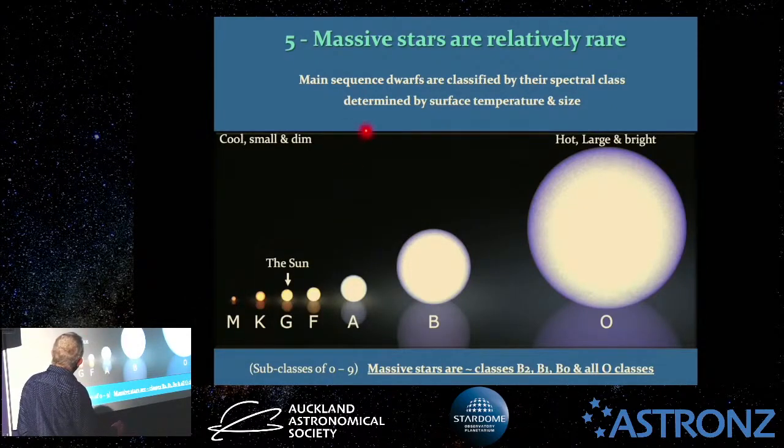So essentially their surface temperature and the size of the star determines its spectral class. Just another little comment down here is that the classes are then broken into subclasses. So for example, G's are then split into 0 through to 9 and so on, G0, G1, 2, 3. The 0 is at the hot end and it goes 1, 2, 3, 4, 5, 6, 8, 9, right through to the cooler 9 at the cooler end.